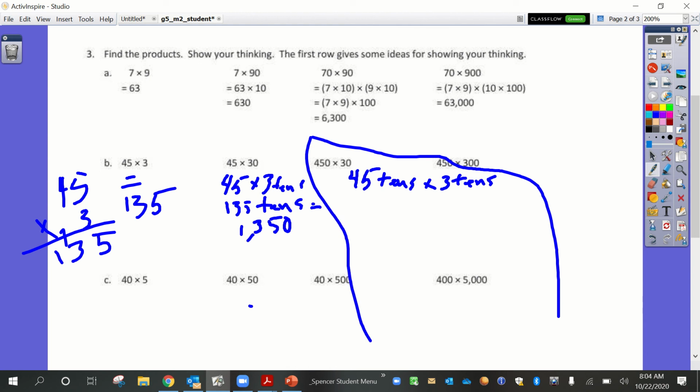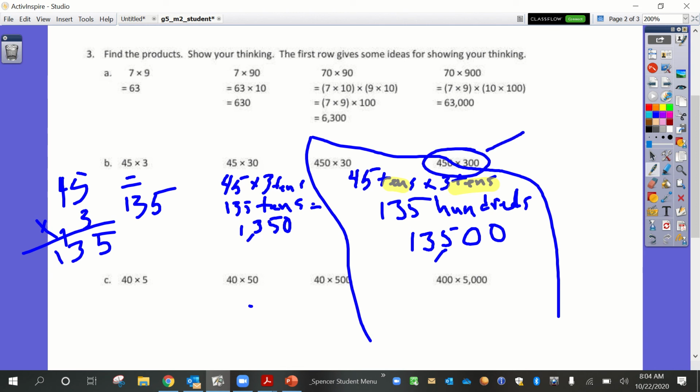Well, I know 45 times 3 was 135. What's tenths times tenths? That's where we have to use our place value knowledge. That's going to be hundredths. Hundreds has how many zeros? That's right, it has 2 zeros. 13,500 is our answer.